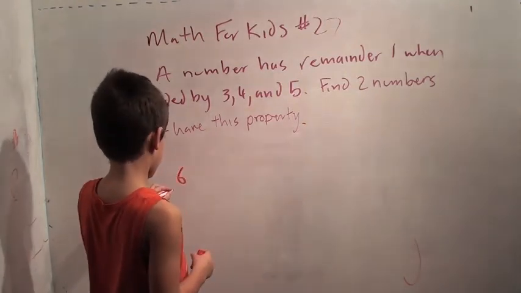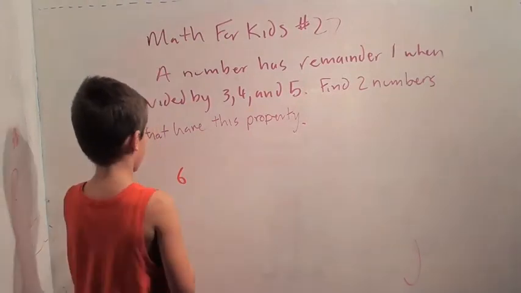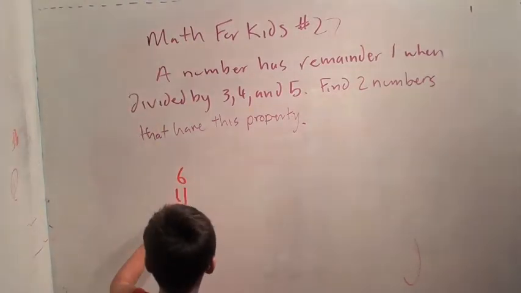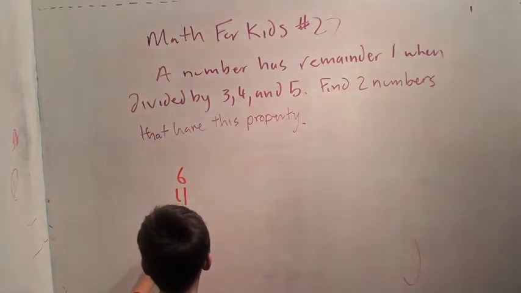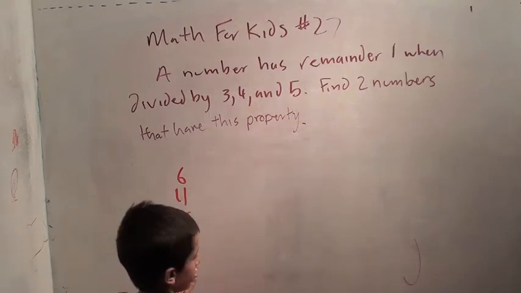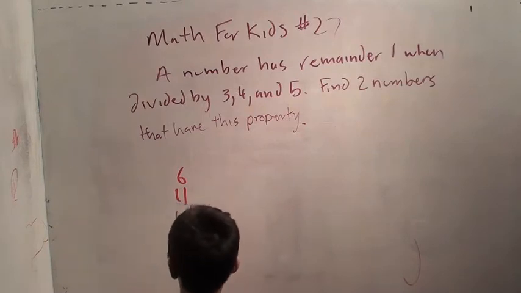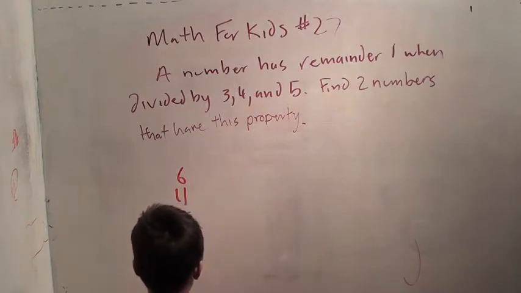So start with 6. No, that doesn't work. Why don't you write a bunch down? I'll write 6, 11, 16, 21, 26. I'm doing all the numbers ending in 6 or 1. 31, 36. Why are you writing the second number up so high? Okay, go up over here.